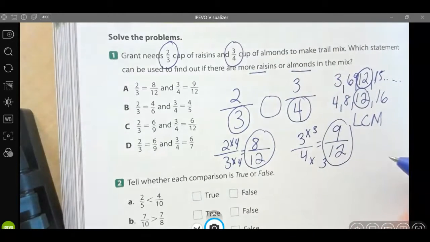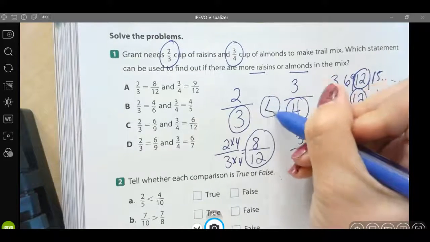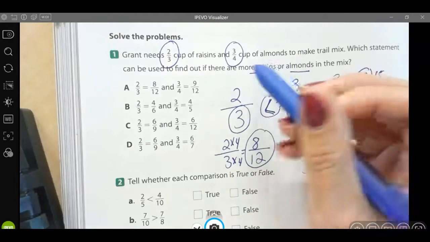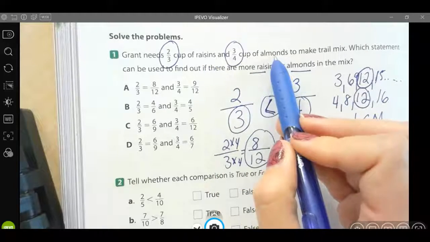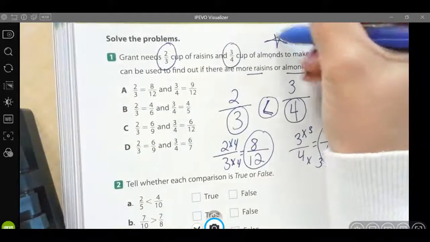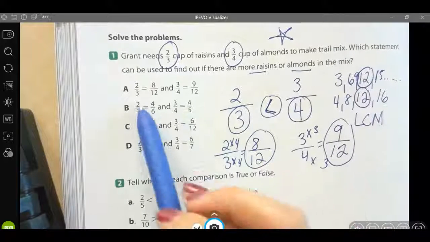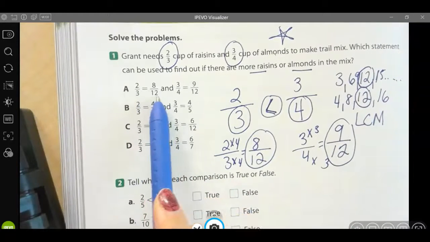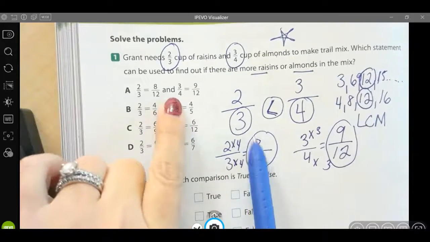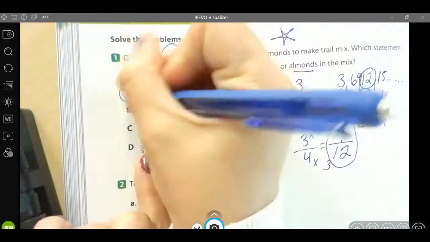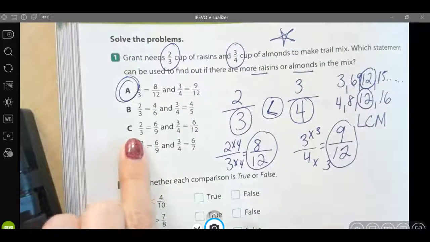Which one is greater? 9/12. And the 9/12 is equal to 3/4. What does that represent? The raisins or the almonds? Almonds. Okay. So there's more almonds. Let's read and see these. Does 2/3 equal 8/12? Yes. And does 3/4 equal 9/12? Yes. So A.